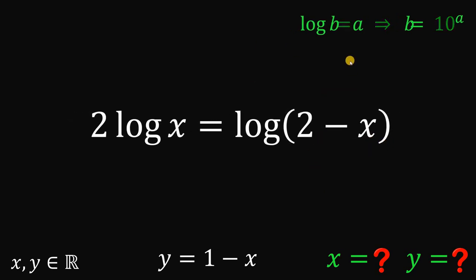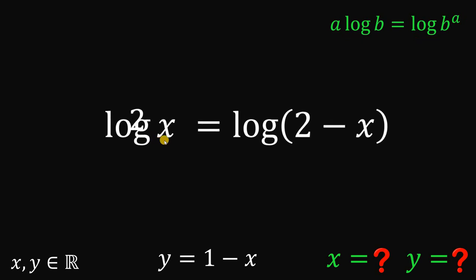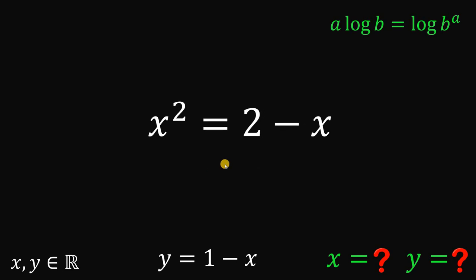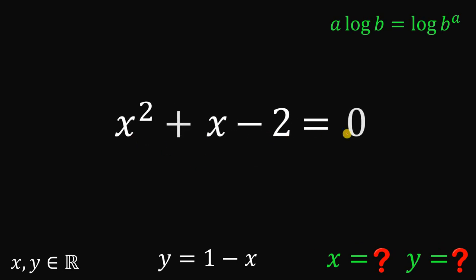Now, let's use some laws of exponent. If we have a multiplied by the logarithm of b, this can be written as logarithm of b raised to the power of a. So, the left-hand side of our equation is simply equivalent to logarithm of x raised to the power of 2, or x squared. Now, they are both in logarithm form, so we can say that x squared must be equal to 2 minus x, like this. Now, we have a quadratic equation, x squared plus x minus 2 equals 0.